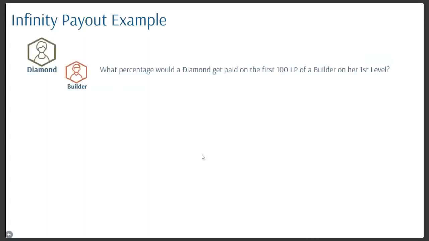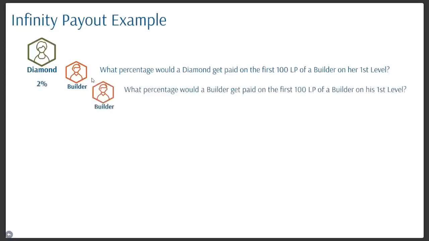So my very first question to you, so you can understand how this chart is going to work: what percentage would a diamond get paid on the first 100 LP of a builder on his or her first level? So here we have a diamond. What percentage are they going to get paid on the first 100 LP of a builder that's right here on their first level? If you said 2%, you're right.